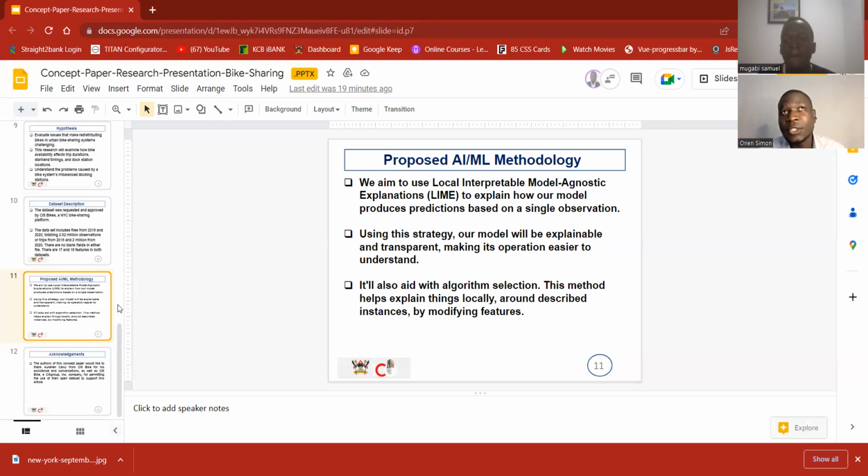And then the other thing, additional on top of that, is that when it is explaining a prediction, it doesn't look at the entire model. It looks at the local context, and that's why it is called the local interpretable model. It looks at the instances around it while modifying the features.